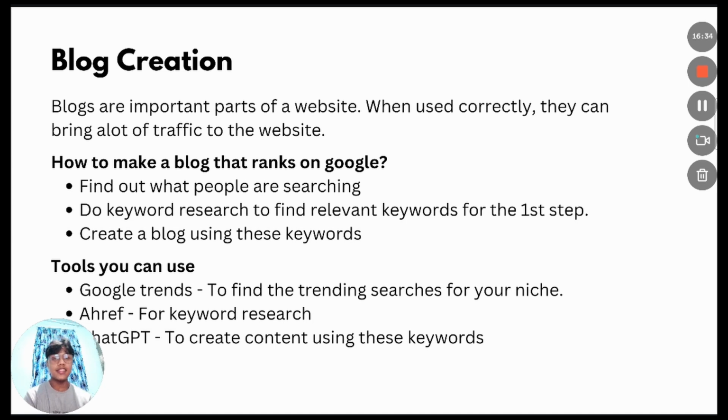The next step after finding out what people are searching for is to do keyword research based on these searches. You can use the tool Ahrefs to do the keyword research. After doing keyword research, you can use ChatGPT to create a blog using these keywords. You can basically just input all of these keywords into ChatGPT and ask it to write content for your blog which uses these keywords, and to make it as SEO friendly as possible so that it ranks on Google, and ChatGPT will create that content for you, and you can just copy that content and paste it in your blog.